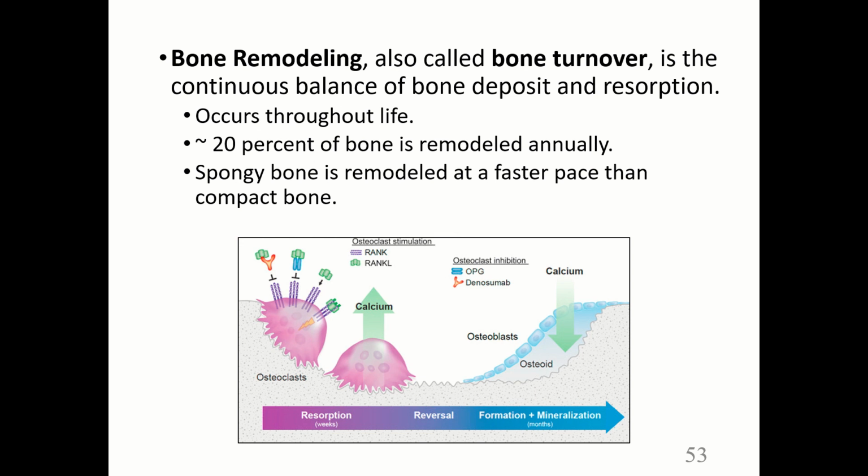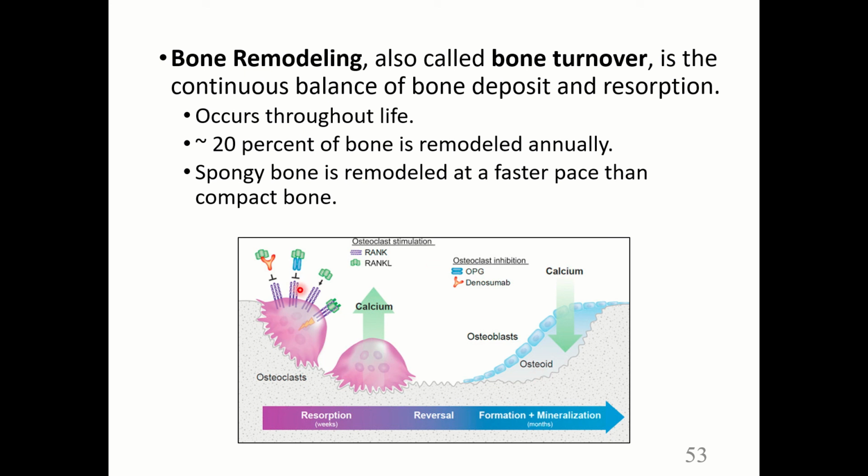Bone remodeling, also called bone turnover, is the continuous balance of bone deposit and resorption. It occurs throughout life. Approximately 20% of bone is remodeled annually. Spongy bone is remodeled at a faster pace than compact bone. This illustration shows bone remodeling. The osteoblasts are going to deposit bone onto the osteoid. Remember, osteoid is the organic matrix made of collagen fibers, and the osteoblasts will take calcium from the blood and deposit it into the osteoid. Once it reaches a certain ratio, it will crystallize into hydroxyapatite. That is bone deposit.